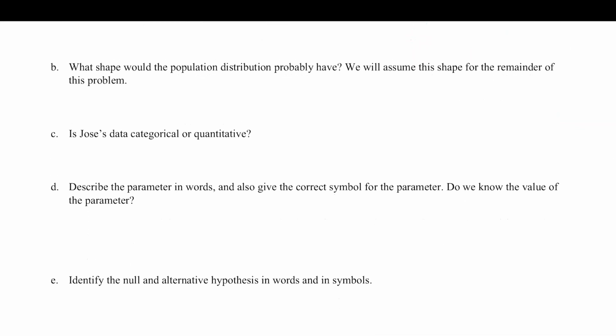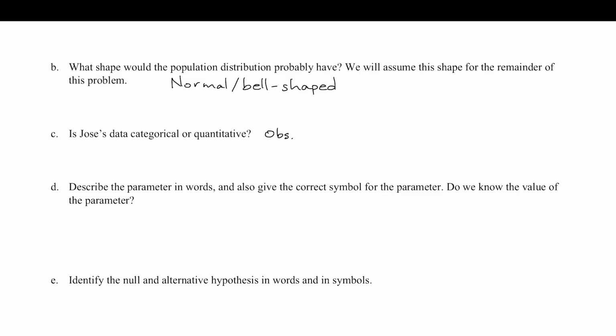All right, Part B asks, what shape would the population distribution probably have? If you've already watched the video for example 4, I mentioned heights there. Heights tend to be normally distributed, right, where most people are kind of in the middle in terms of height, and then you have a decreasing number of people that are shorter and a decreasing number of people that are taller than that. And the taller and shorter you go, the fewer people you have at that height.